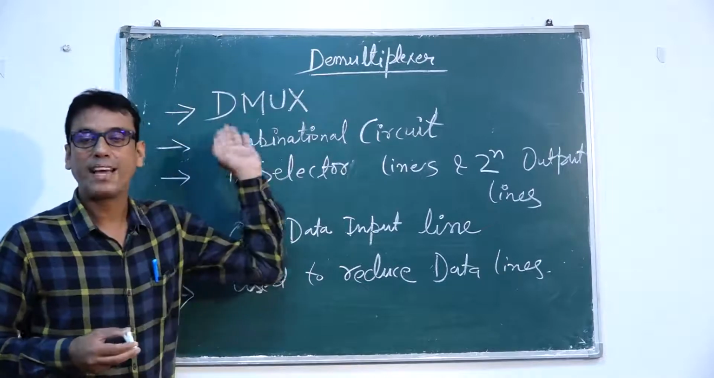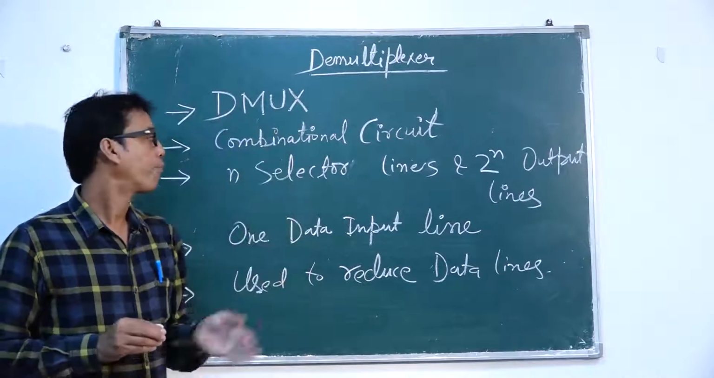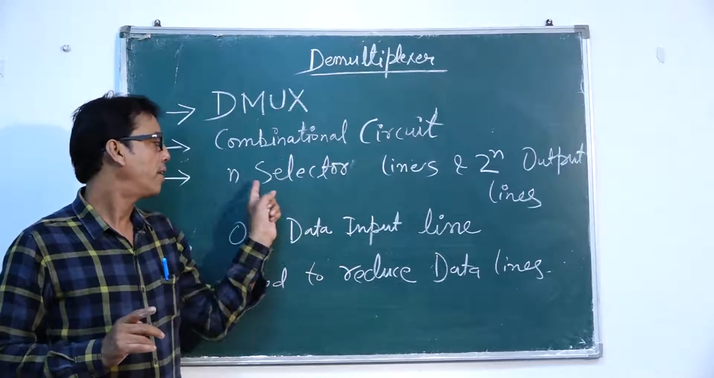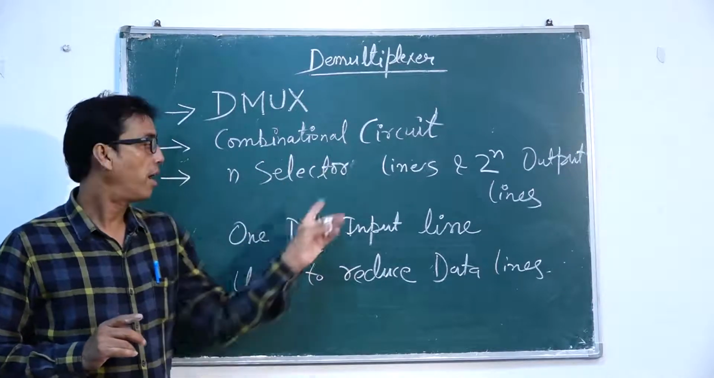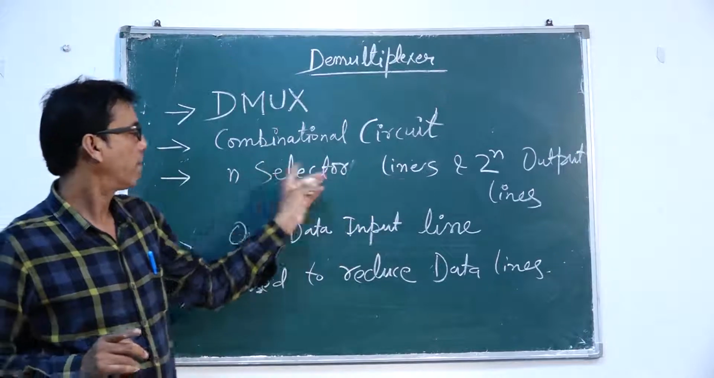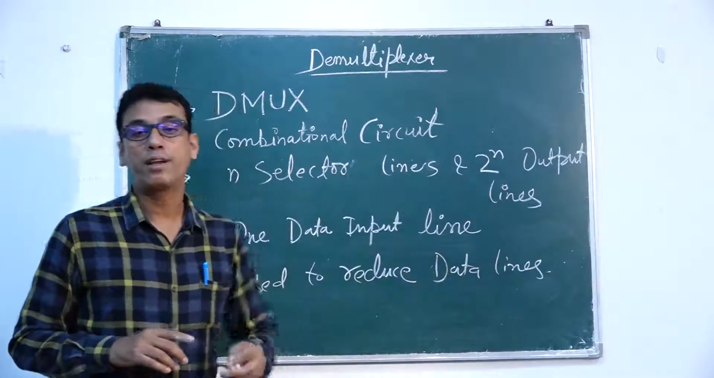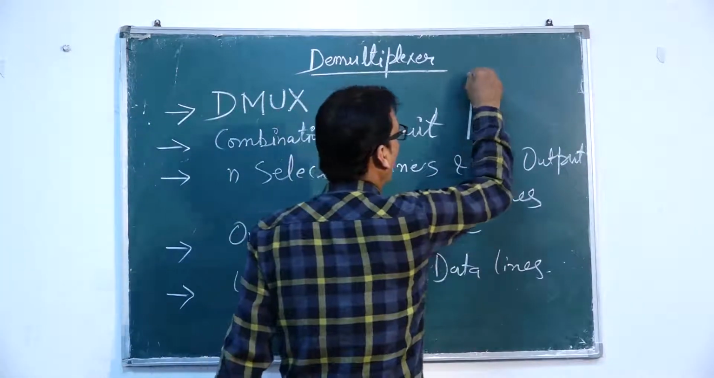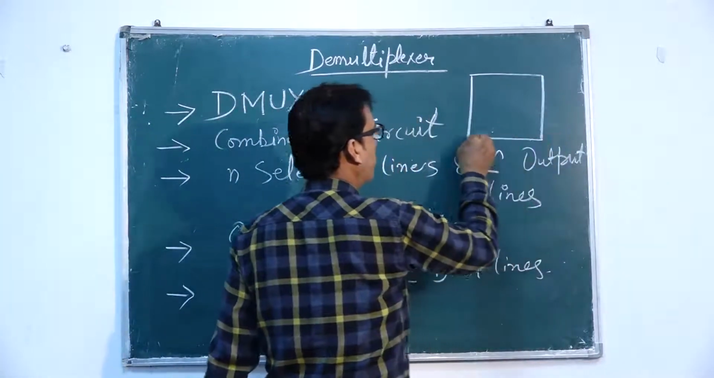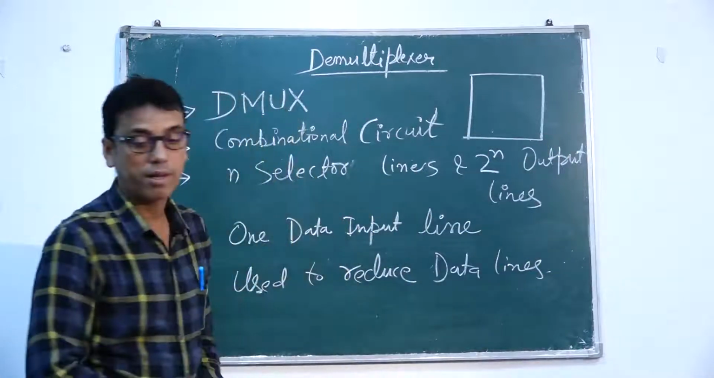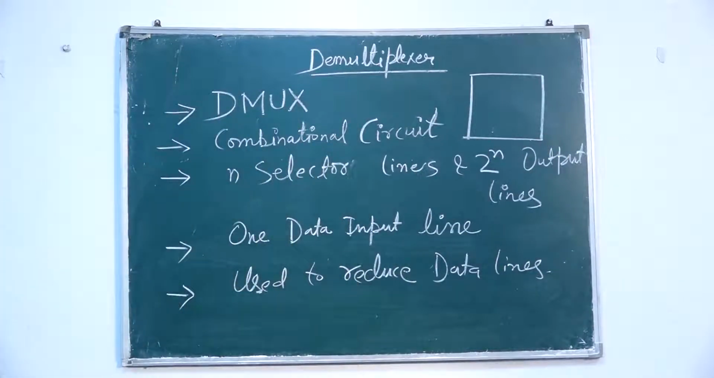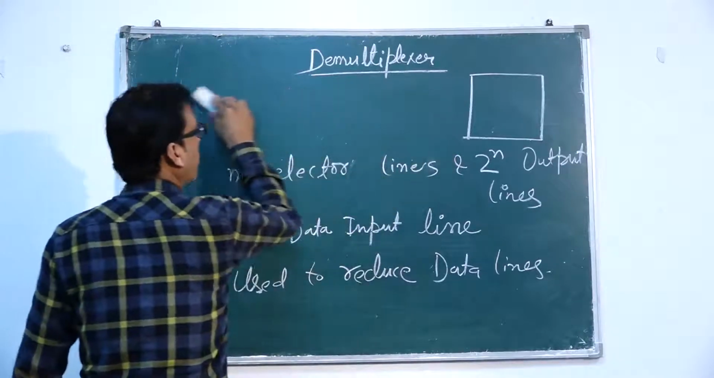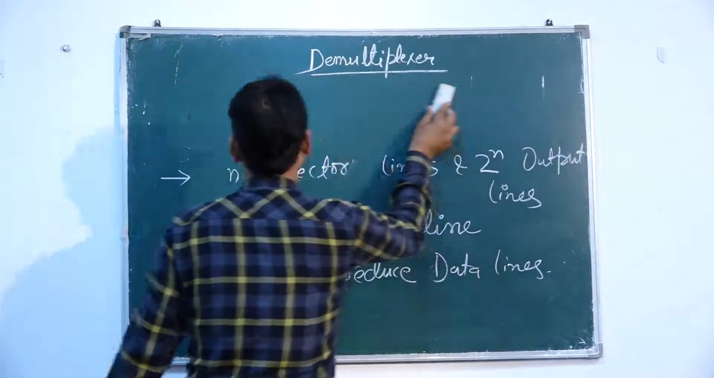Demultiplexer is also known as demux. It is a combinational circuit. It has n selector lines and 2 to the power n output lines. We need to understand it by a block diagram. See, this is a block diagram. Let us draw the block diagram here in this place.